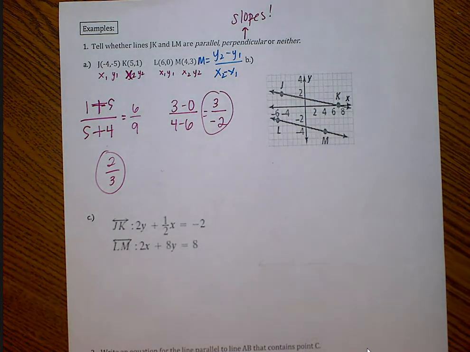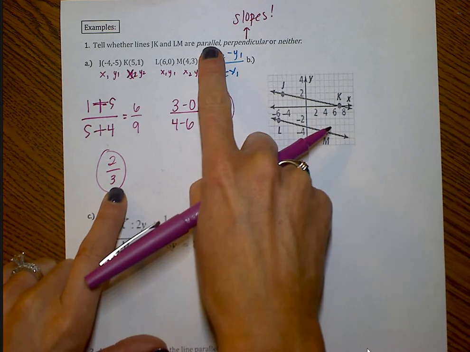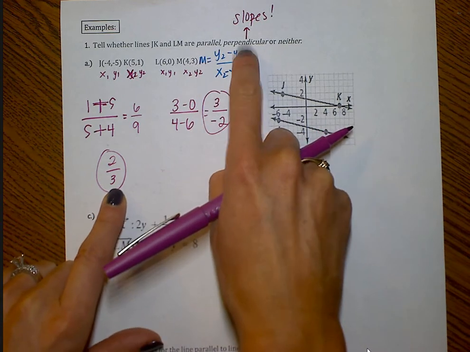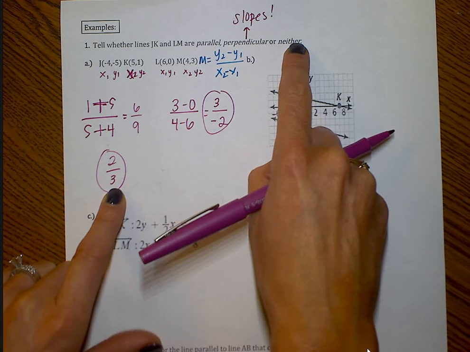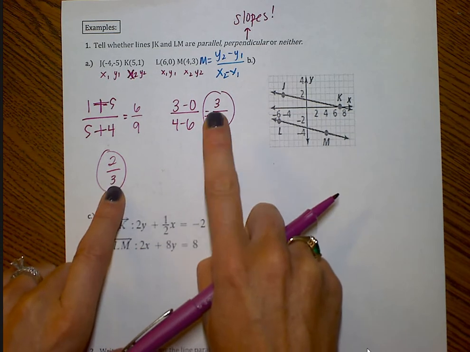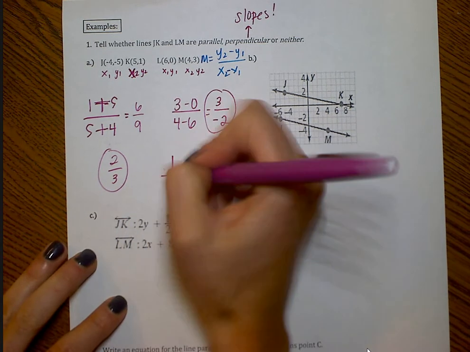Once you have the slopes, you just take a step back and compare them. You're looking to see if they have the same slope, parallel, opposite reciprocal slopes, perpendicular, or if they're neither of those. And these two are opposites. This one's positive, this one's negative, and they're flipped. So these are perpendicular lines.